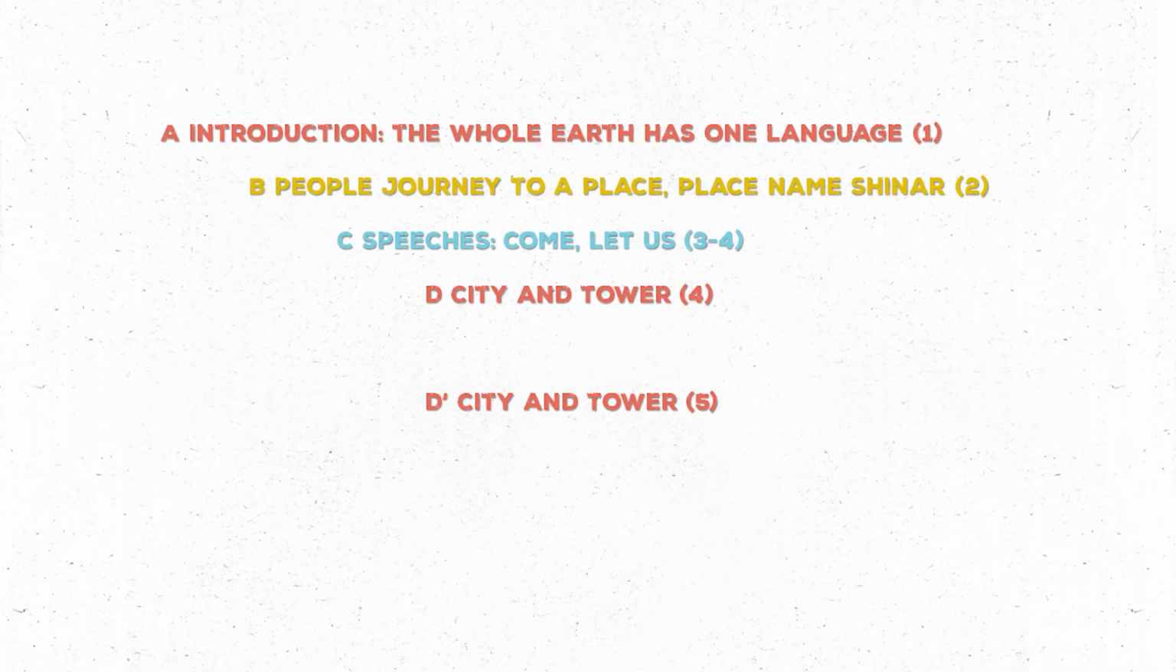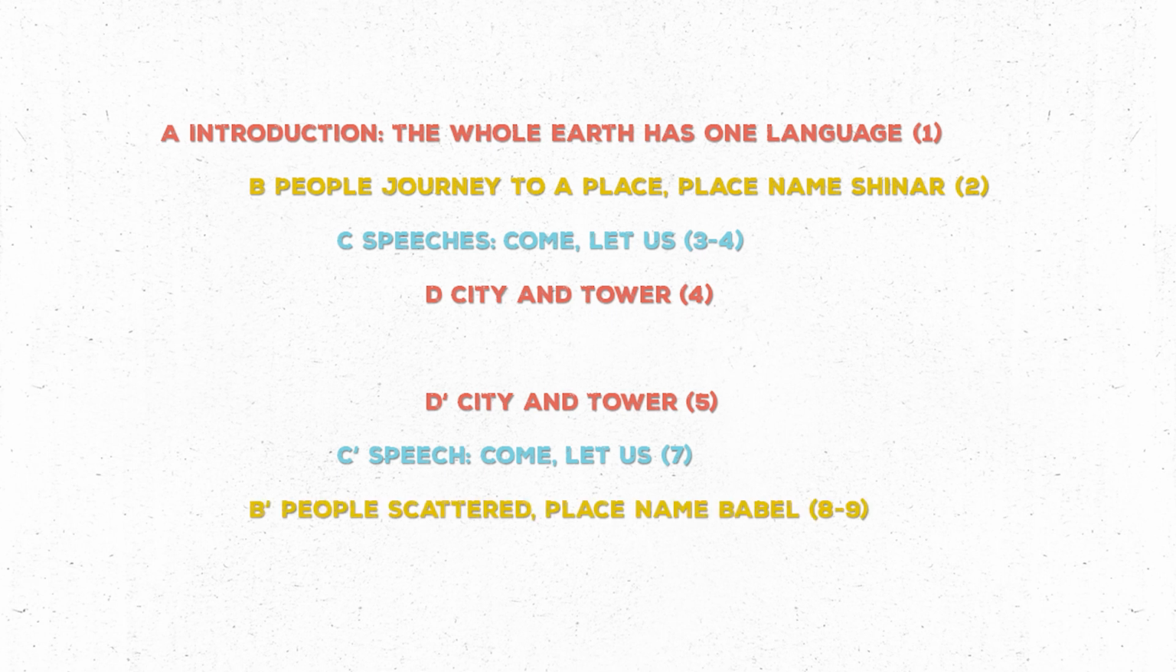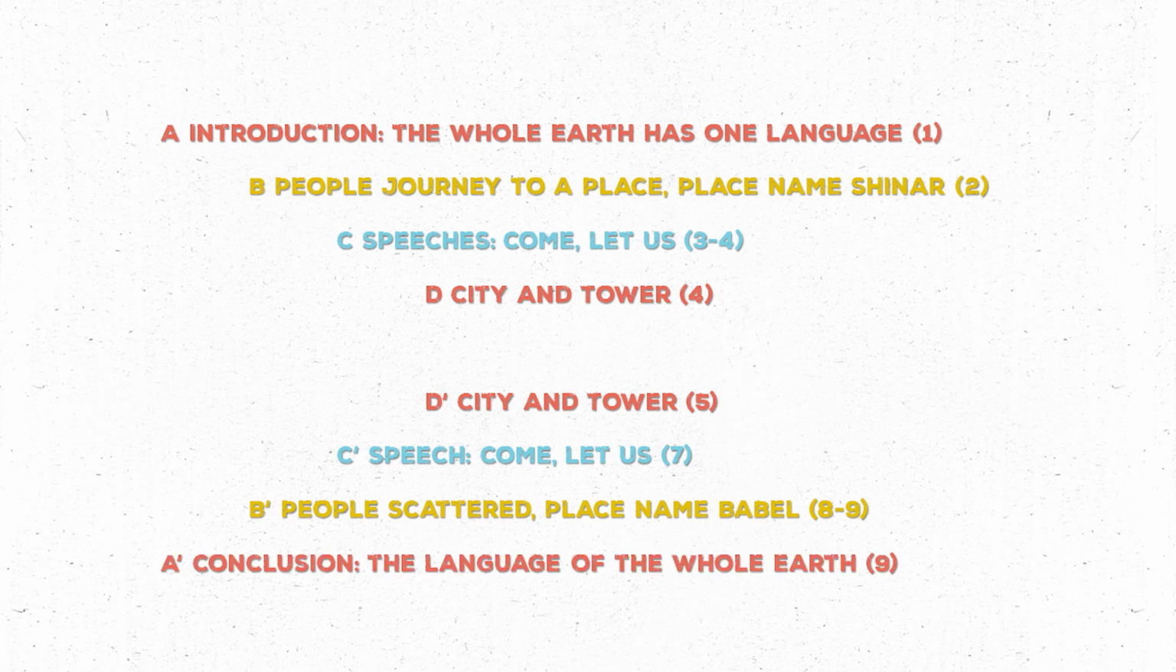And this sequence is repeated in reverse order in the second part of the story. In verse 5, we again hear about the city and the tower which the people built. In verse 7, God makes a speech that begins with the phrase, "Come, let us." In verse 8, the people are scattered. And at the beginning of verse 9, another place name is given, which is Babel. And the story ends with a concluding statement that again mentions the language of the whole earth.